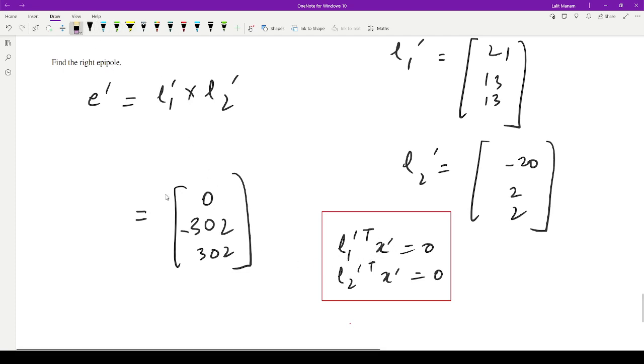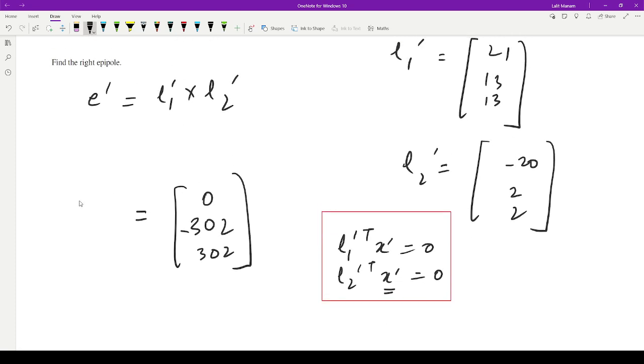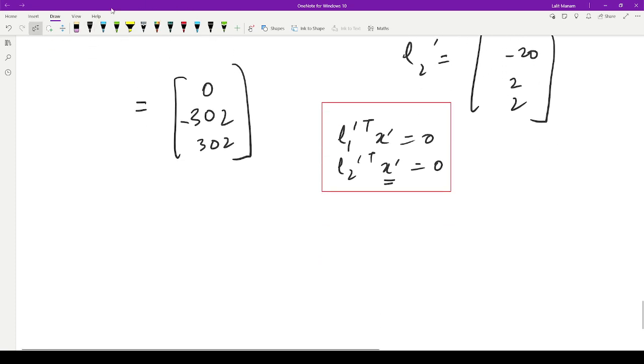Okay, thank you, sir. So just for our convention, since we are on the image plane, we take the third coordinate as 1 for the X. That's all. Okay, so we'll move on to the next question.